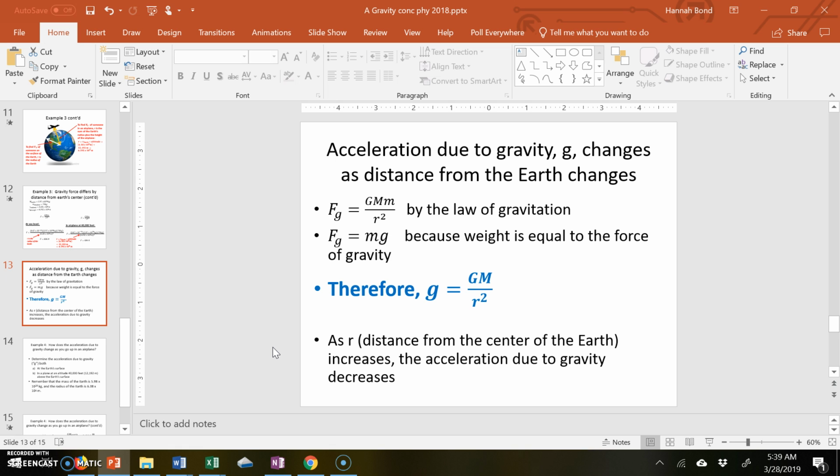So far we've been talking about the force of gravity. Now let's talk about acceleration due to gravity. That's that lowercase g. And remember, that's not a true constant. It also changes as the distance from the Earth changes. The formula to calculate the acceleration due to gravity is big G, universal gravitational constant, times the big mass, that's the mass of the planet, divided by the distance between the center of the planet and the object squared. So it's GM over r squared.